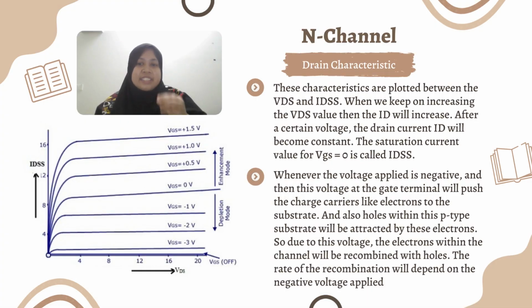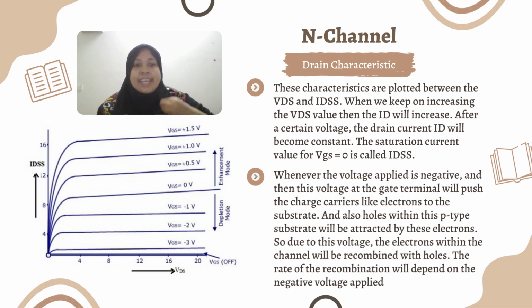Let's talk about N-channel depletion mode characteristics. Firstly is the drain characteristic. These characteristics are plotted between VDS and ID. When we keep on increasing the VDS value, then the ID will increase. After a certain voltage, the drain current ID will become constant. The saturation value for VGS equal to 0 is called IDSS.